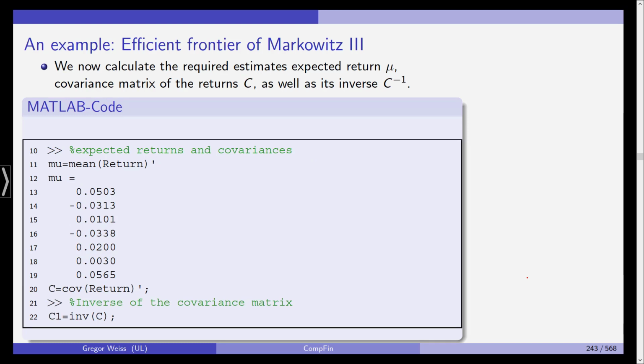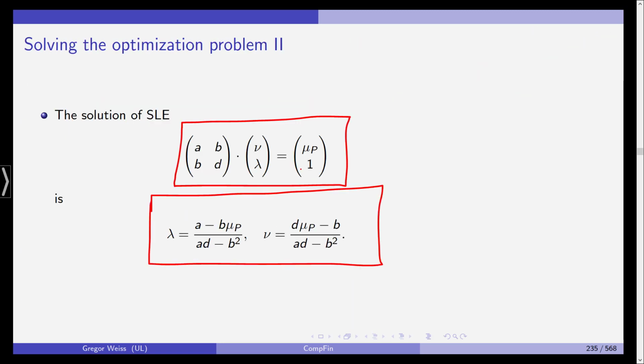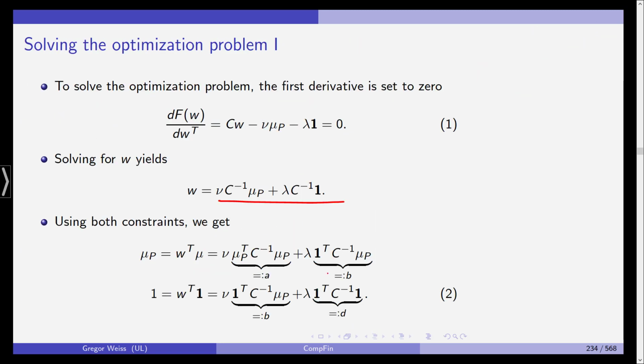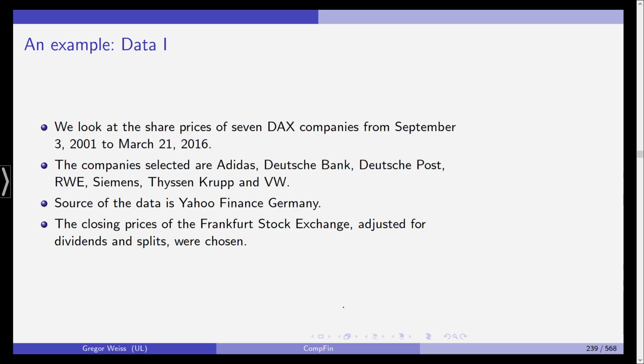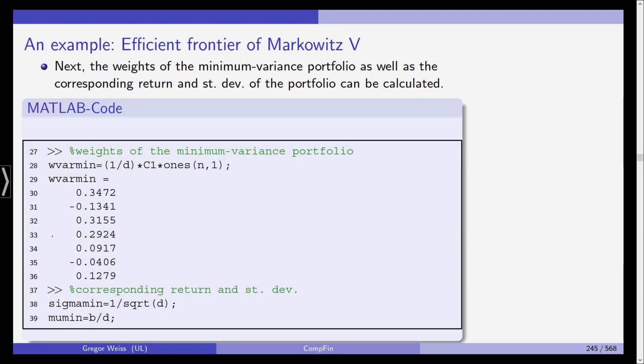Now, next, we calculate the required estimates. So the expected returns and the variance-covariance matrix and the inverse, simply by taking the mean of return, the covariance of return, and taking the inverse of C. So we call this C1. Okay. Next, we calculate the parameters A, B, and D. We've seen this here. So you take these equations, actually this one here, A, B, and D. We calculated this before, and then we have A, B, and D. Very simple.